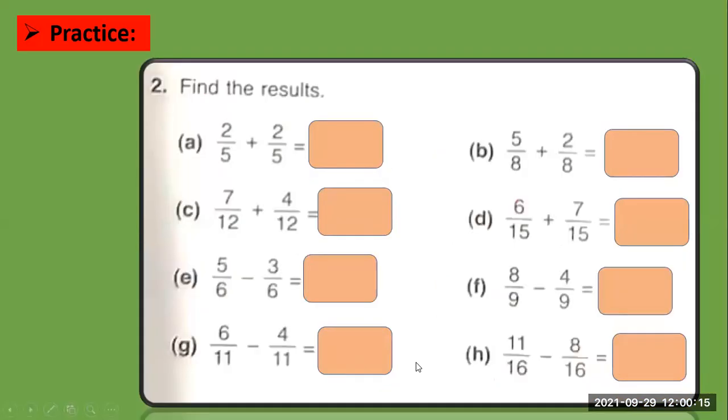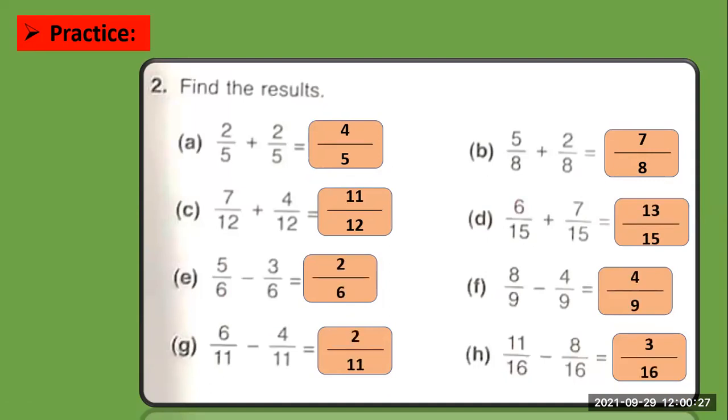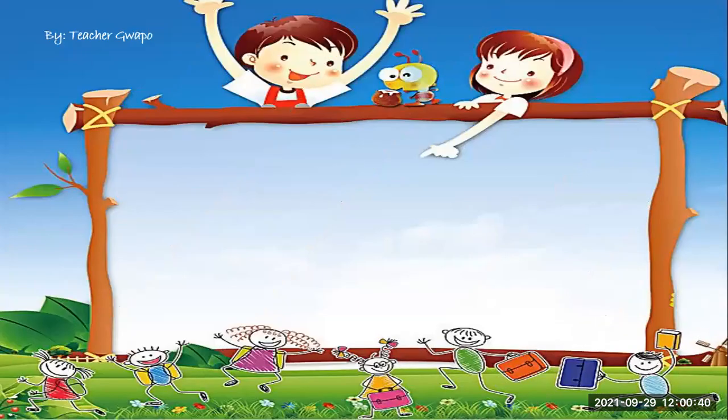Here, find the results. Let's try to answer this one. So the answer in letter A is 4 over 5. Letter B, 7 over 8. Letter C, 11 over 12. D, E, F, G, and H. Okay. It's easy to add or subtract if they have the same denominator. Just copy the denominator and add or subtract the numerators.